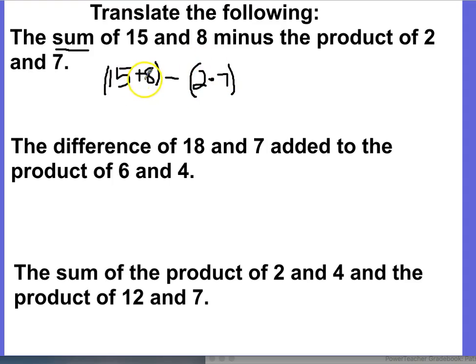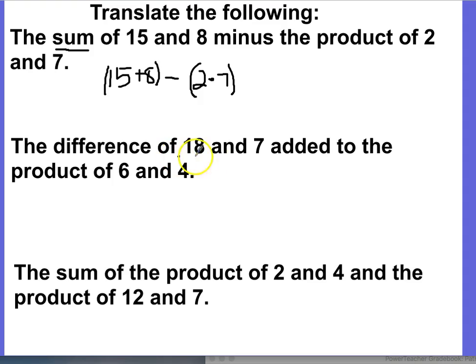So I have the sum of 15 and 8 minus the product of 2 and 7. And I put these both in parentheses because I want to make sure that this addition is done first and is the number that I have here, and that this multiplication is then also going to be the number that I have here. And these are the two amounts that I'm going to be subtracting.